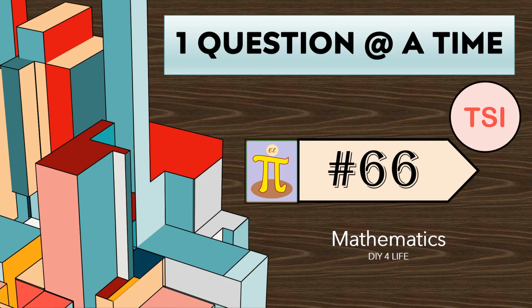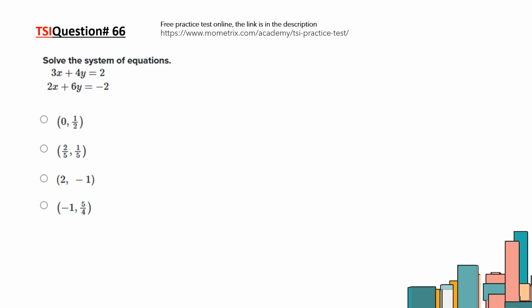Question number 66. Solve the system of equations: 3x plus 4y equals 2, and 2x plus 6y equals negative 2.